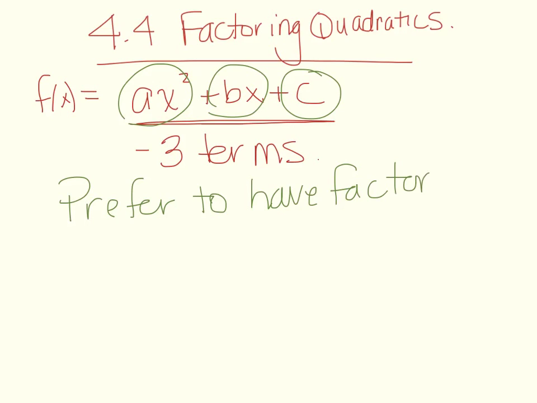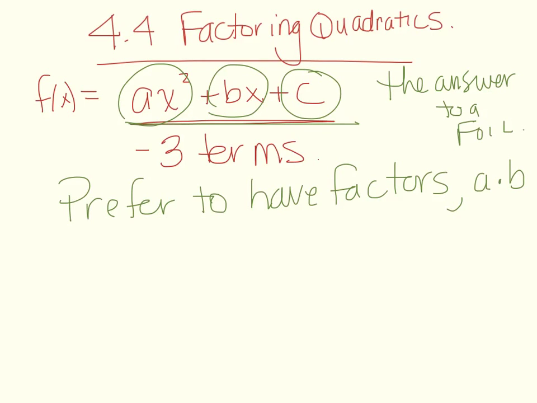Factors, as you remember, are things multiplied together. So if you had A times B, A and B are your factors. So what we're trying to do is change terms into factors, okay? So basically, this looks like the answer to a FOIL question, okay? You FOIL two things together and two binomials together and you get this.